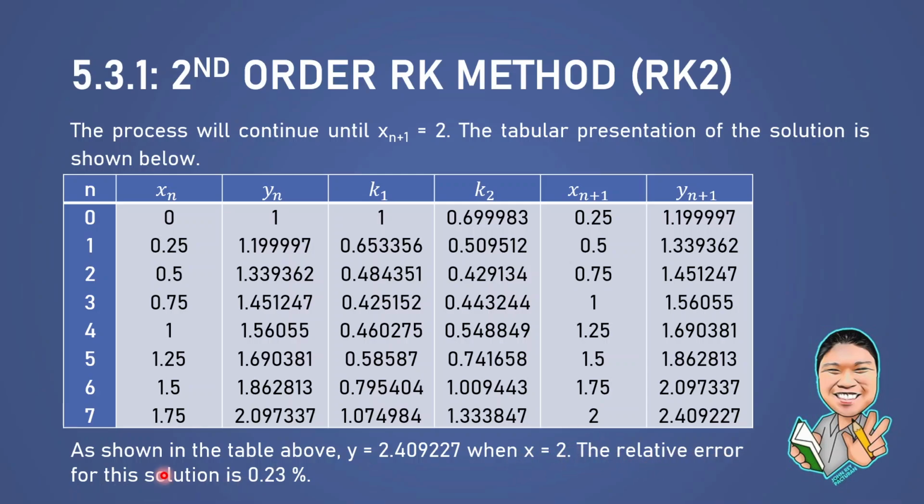The relative error of this solution is 0.23%. So, na-discuss ko naman na kung paano computein yung relative error. So, for this problem that is less than 1%, so therefore, it is a good method. Okay? So, pwede ko nang i-end itong video na to kasi na-discuss ko naman na itong example.